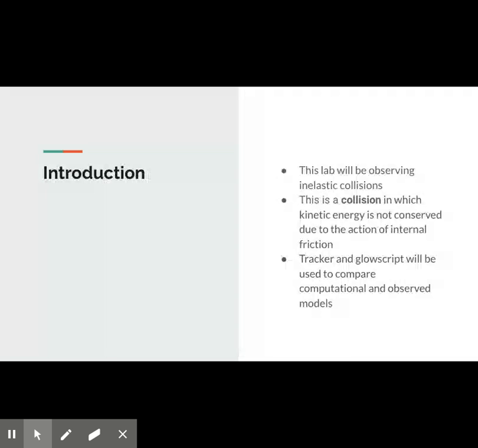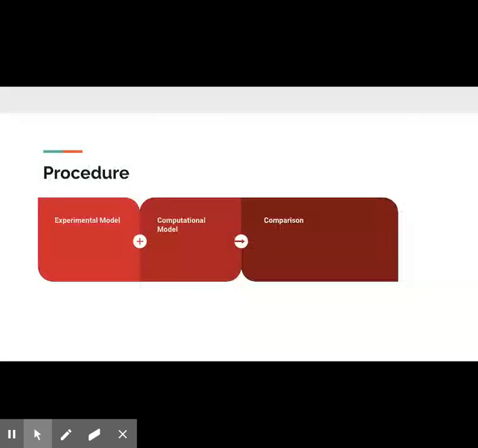So in this lab, I'll be focusing on observing an inelastic collision and how we might use observational data to estimate the coefficient of restitution between a dropped object and the surface. I'll use Tracker to observe the motion, then use GlowScript to construct a computational model in which we can test different values to align the computational model with observed data. So first I'll be taking a video of me dropping an object and observe that motion in Tracker. Then extract the data and construct a computational model in which I'll compare that with the observed model.